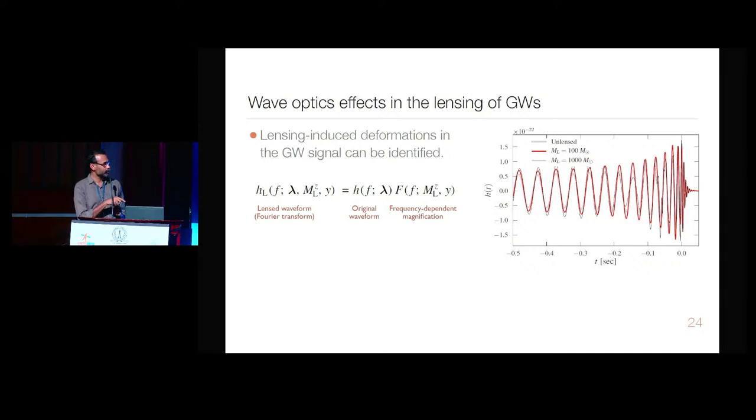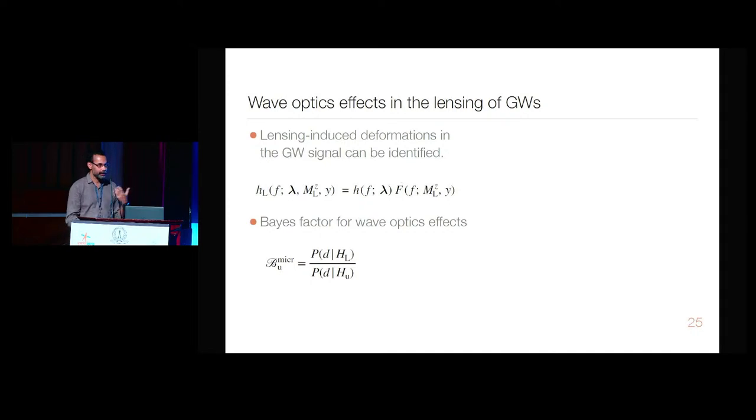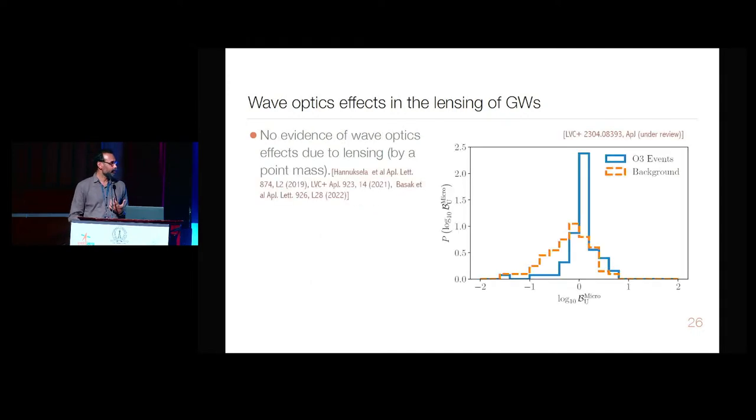So here are some theoretical calculations showing how lensing would distort a gravitational wave signal in a characteristic way. This is something that we could look for. And again, we have looked for it, using Bayesian model selection. So far, we do not see any evidence of such distorted gravitational waves in our data. Here's a distribution of the likelihood ratio between a lensed and unlensed hypothesis. The blue is the foreground actual events, and the orange dash is the background events. So we do not see any significant detection of this wave optics lensing.